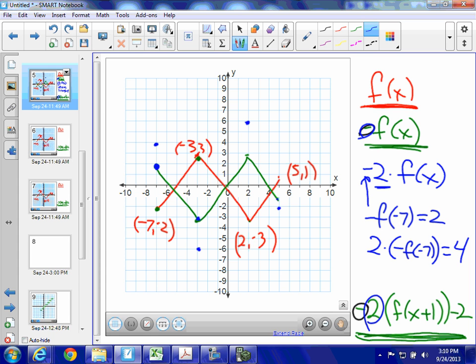So now I have a graph, and I'm going to go like this. I'm going to connect. I've stretched it out. See how it's stretched out? It's the same kind of a shape as my green one, which was the negative f of x. The same basic shape, but now it's stretched out, up and down.